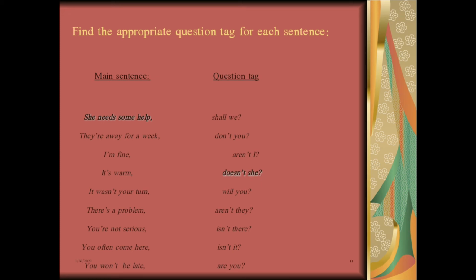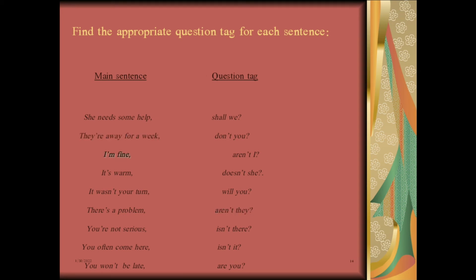Again, if the main sentence is positive, we put the question tag negative. And if the main sentence is negative, we put the question tag positive. Let's see the second sentence. They are away for a week. We have here the auxiliary verb are, and put it in negative, aren't, plus personal pronoun they. Aren't they? Yeah, great.